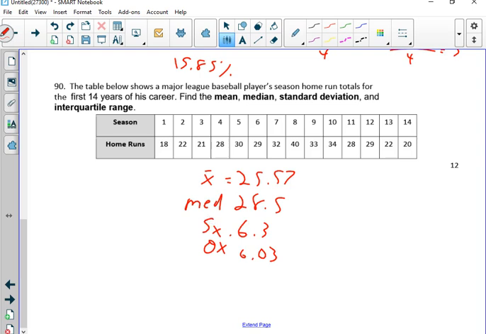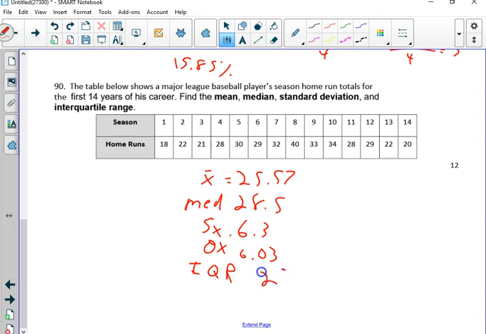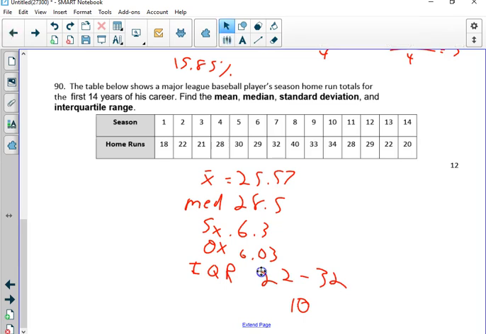And in the interquartile range, remember, we look at Q1 and Q3. Q1 is 22, Q3 is 32. So the interquartile range is 22 to 32, or simply 10. Either answer is okay. That's all we need there.